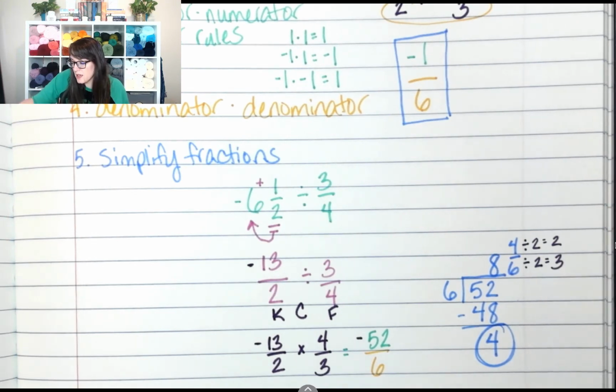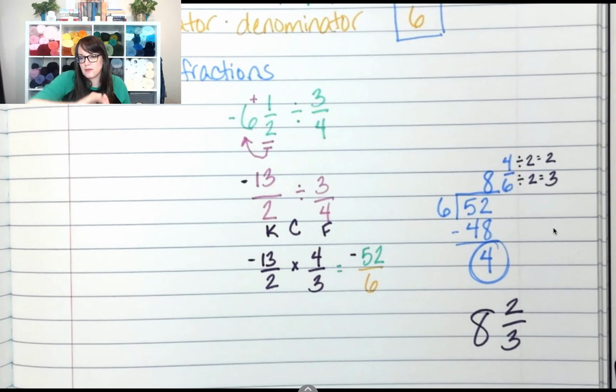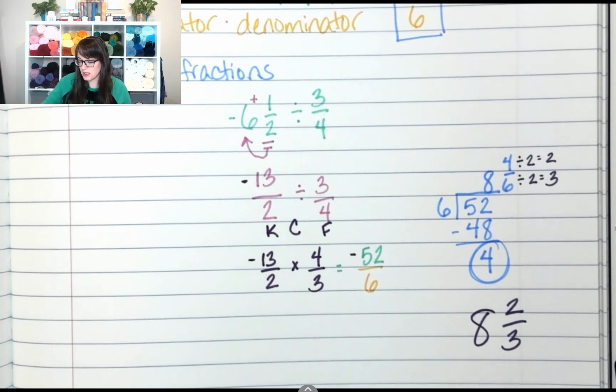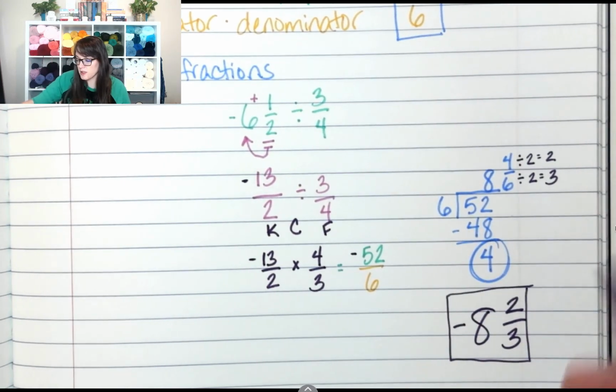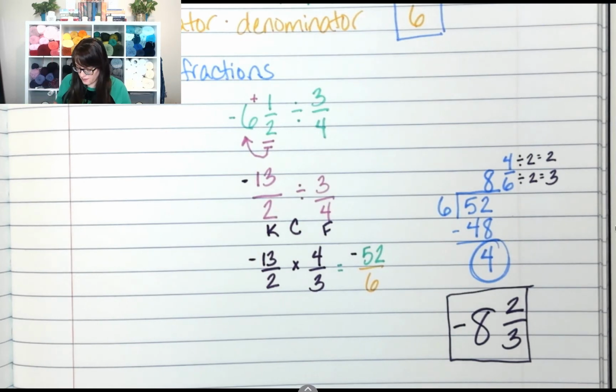So my answer comes out to 8 and 2/3. Oh, is it positive or is it negative? 8 and 2/3, positive or negative? It's a negative because it was negative 52 over 6. So this is going to be a negative 8 and 2/3, because originally a negative divided by a positive is a negative. All right, last one for you guys to do on your own.